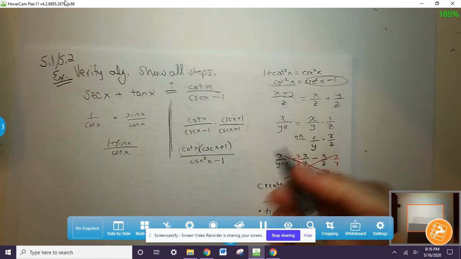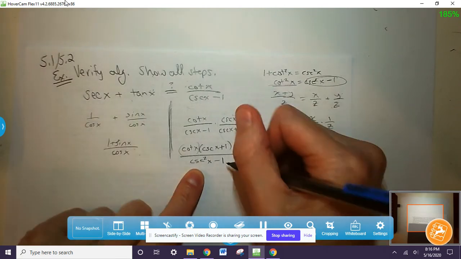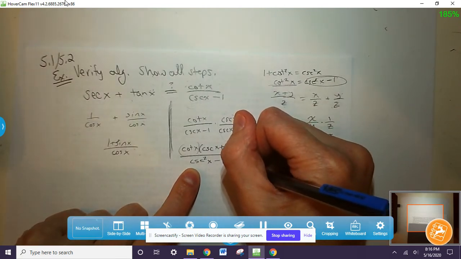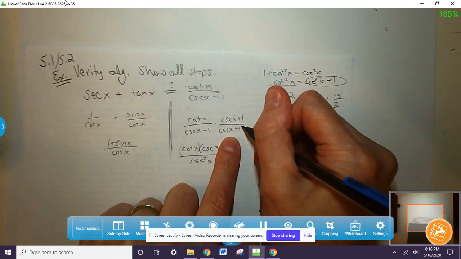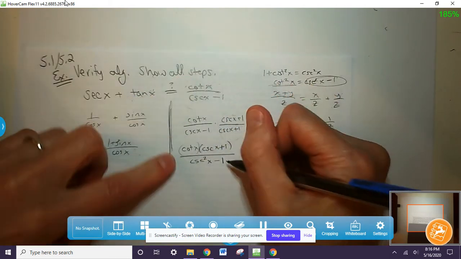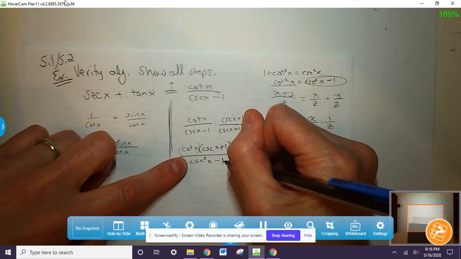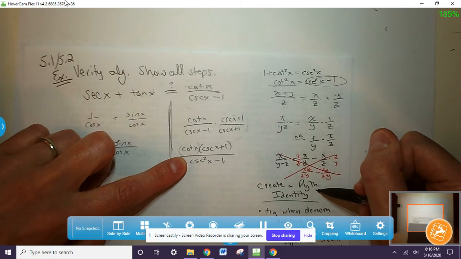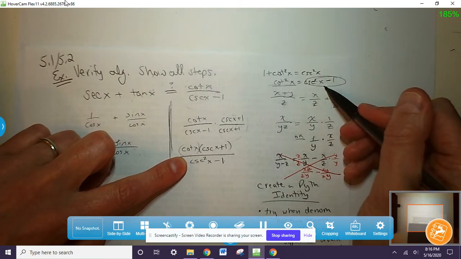But what we can do, some people might be thinking, can you factor this and then reduce? Yes, but that'll take you back to here and then you reduce that out. You're back to where you started. So although you can factor this one, you don't want to. Think about why we did this. We created a Pythagorean identity so that we could replace cosecant squared with cotangent squared.